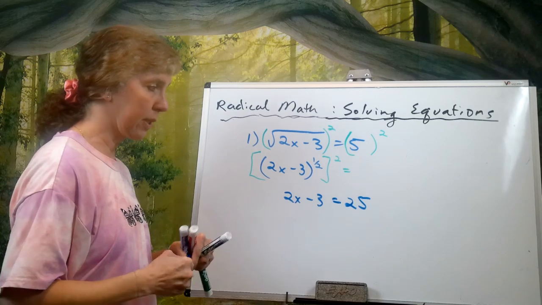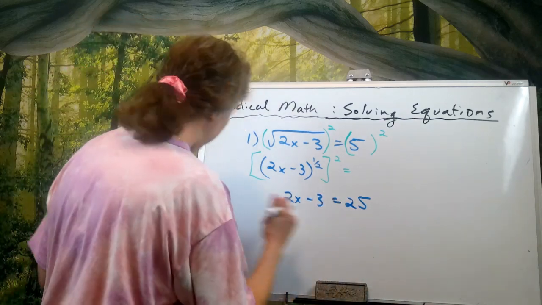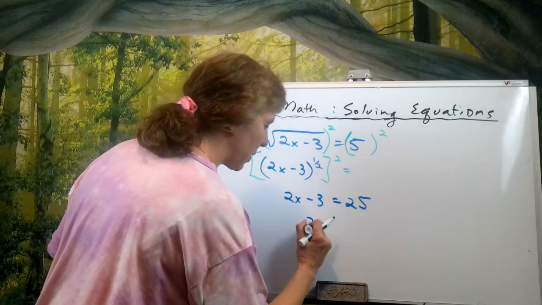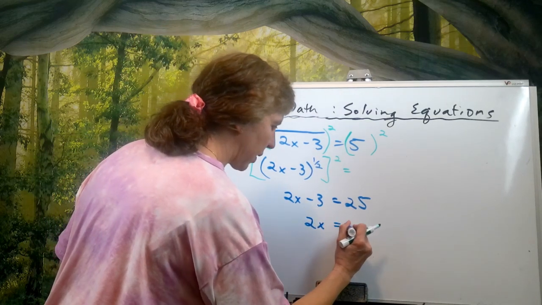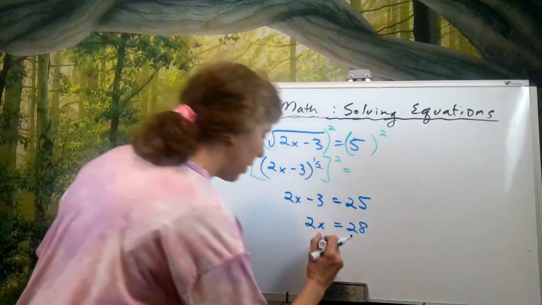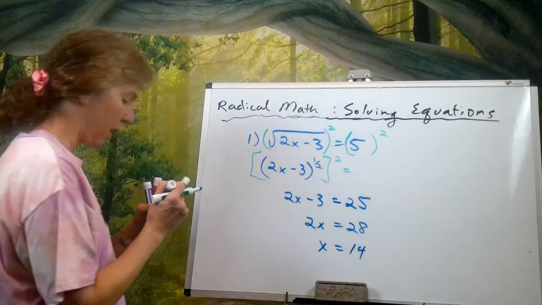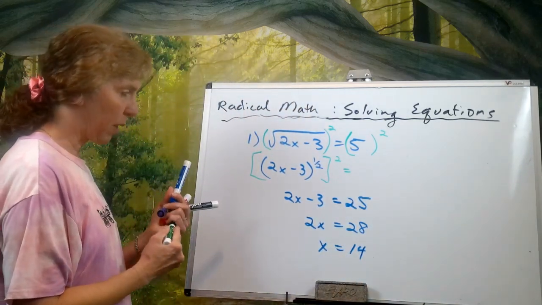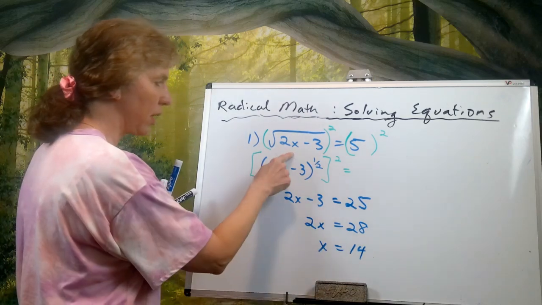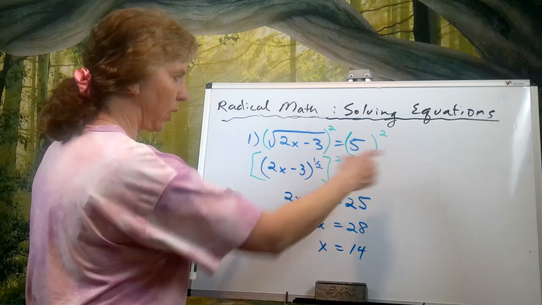All right, now this one's linear, so it's quite easy to solve. We're going to add 3 to both sides. That gives me 2x equals 28. I'm going to divide both sides by 2. I get x equals 14. All right. So now I'm going to check it back into the original, the blue equation before I squared anything. So I'll do that over on this side.